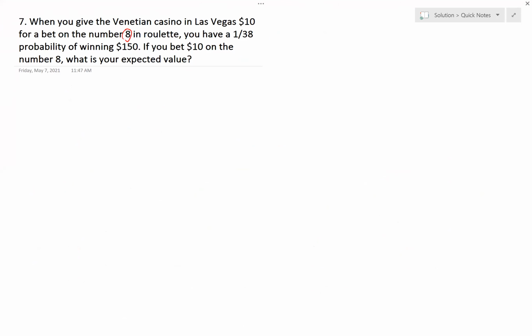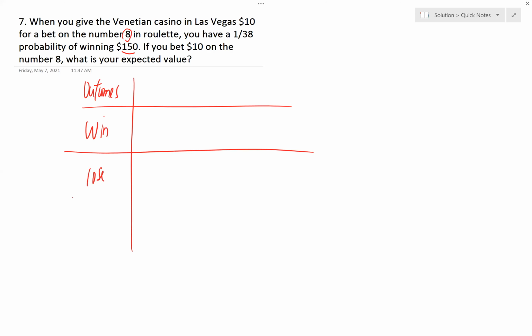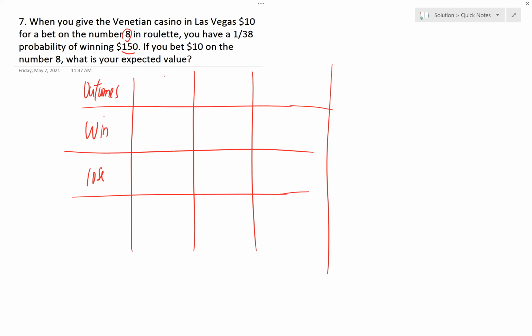And we know that there are 38 numbers in the roulette game. So if you're betting on just a single number, you have a 1/38 probability of winning $150. And you want to look at your expected return. Okay. So you look at these outcomes, only 2 outcomes. Either you win the game or you lose the game, right? Only 2 outcomes.